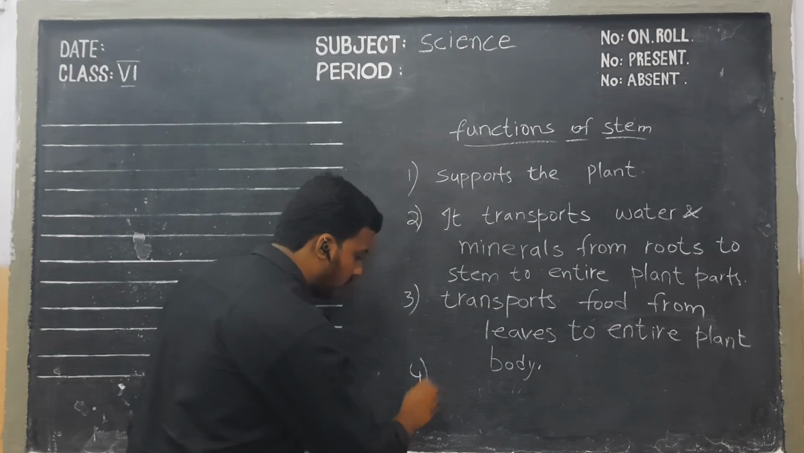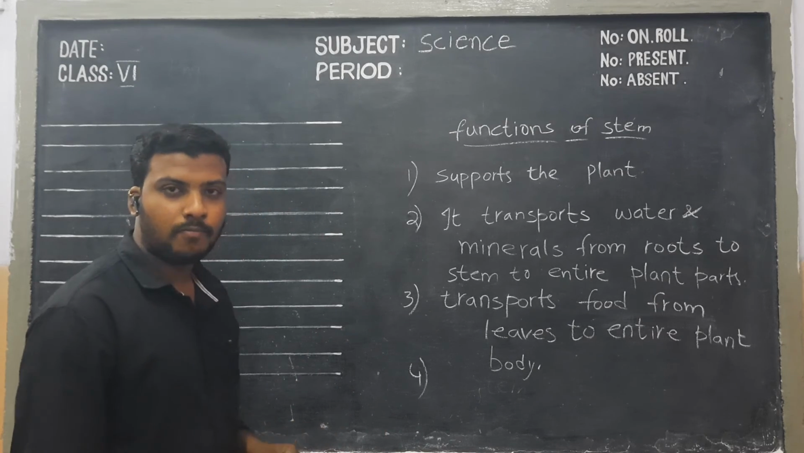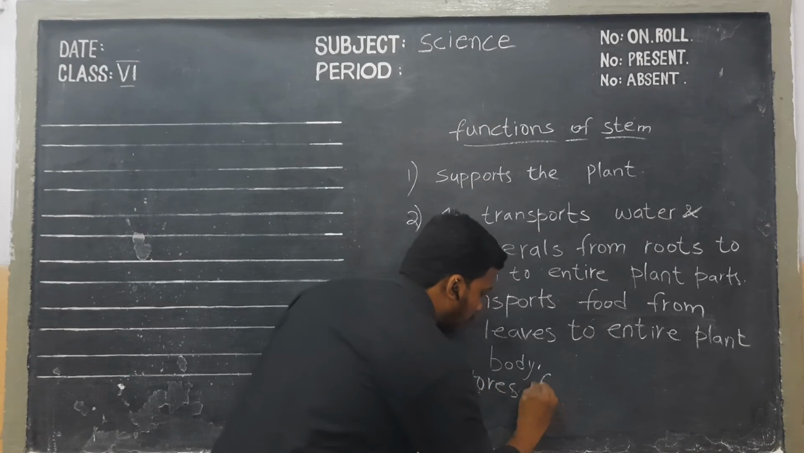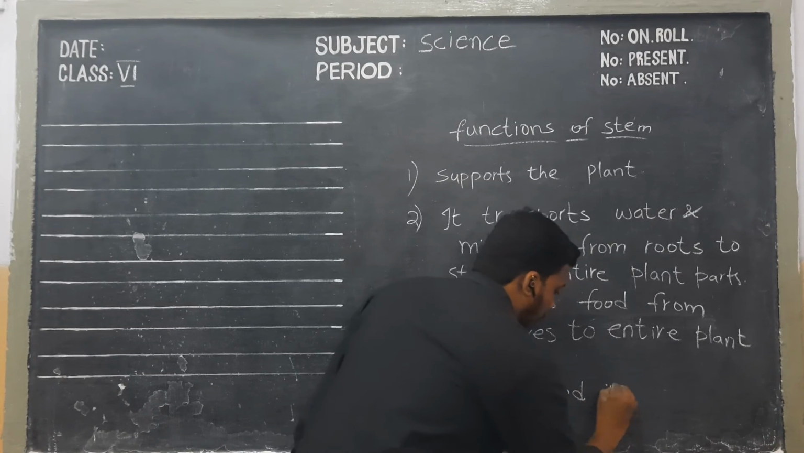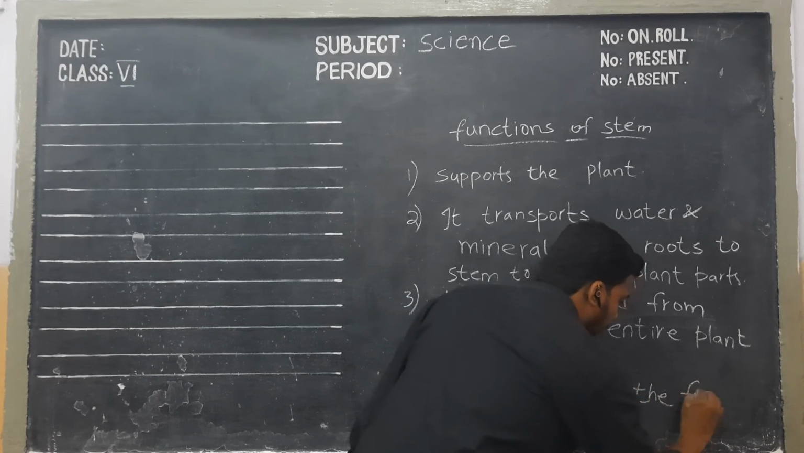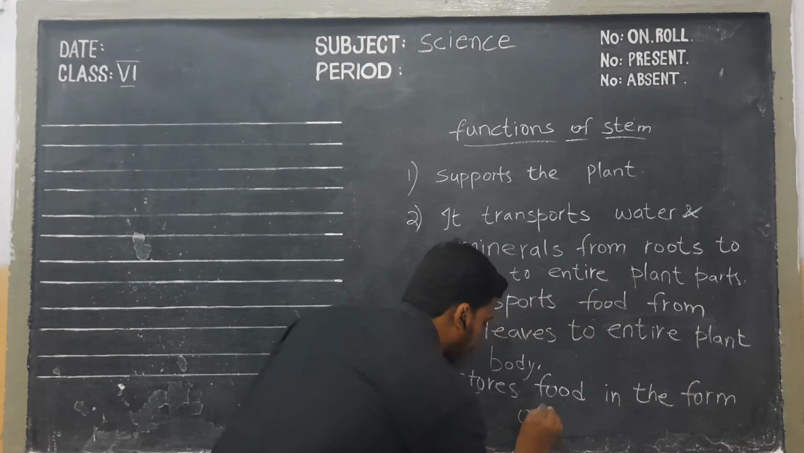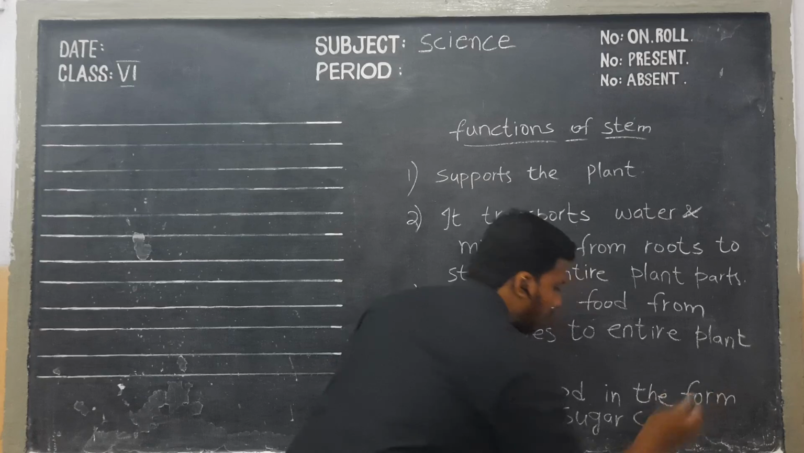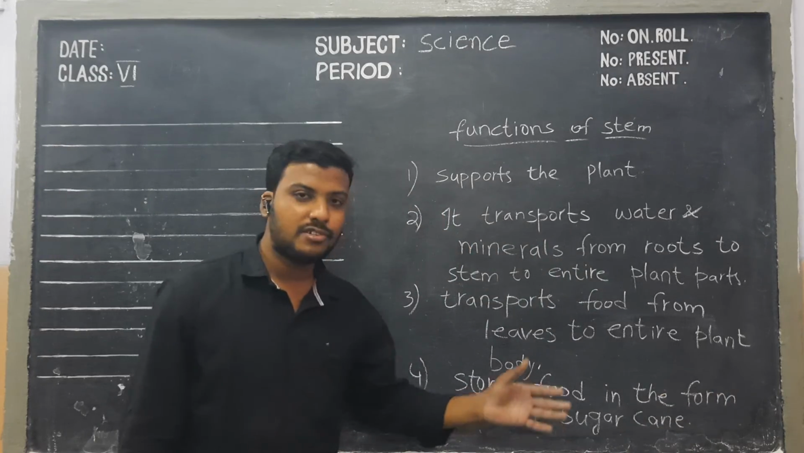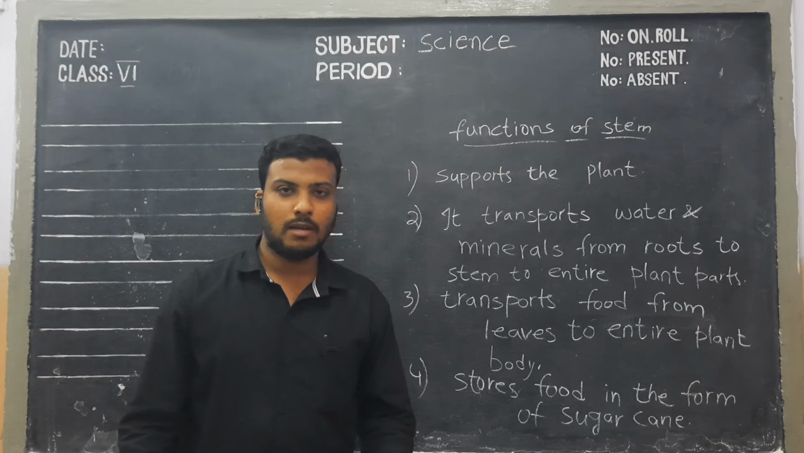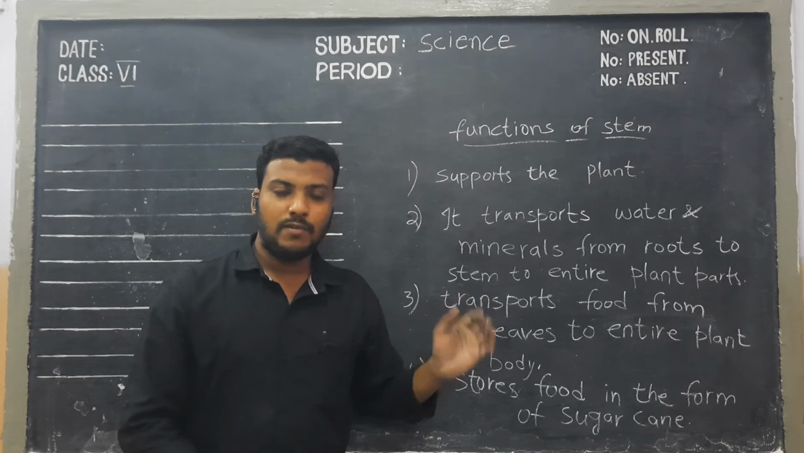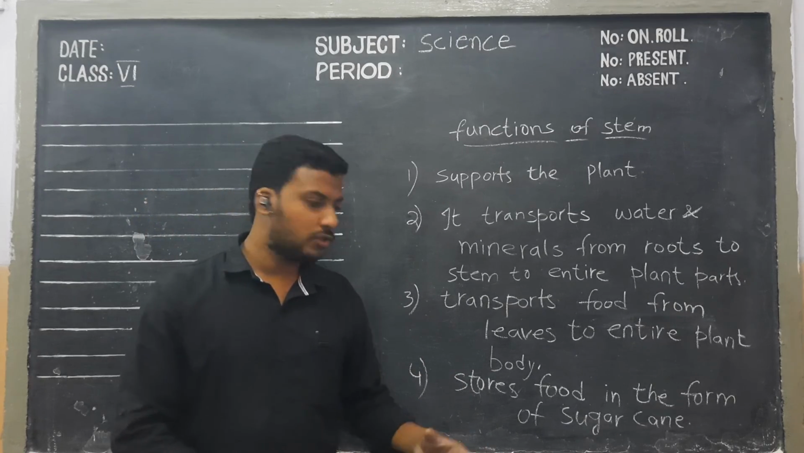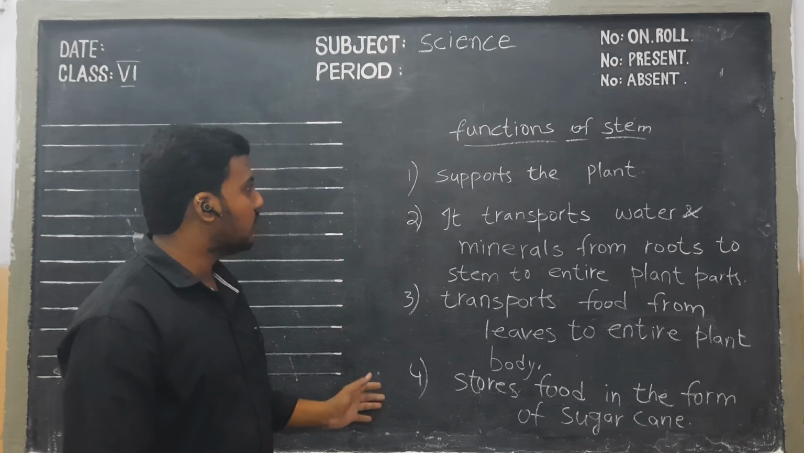Next, the last point, children. What is the last point? Can you guess? It stores food, in the form of sugarcane. Sugarcane, I think, is a stem, children. You can say sugarcane is a stem. And previously we discussed carrot, radish and beetroot. Those are root products, root foods. Children, understand? So these are the four functions of the stem.